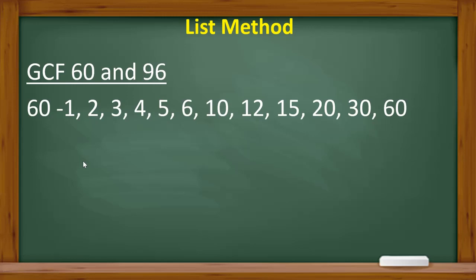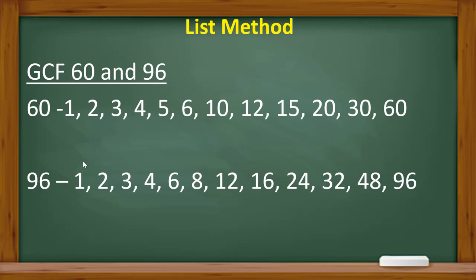Then, list down all the factors of 96. Then, look for the common factors. What are the common factors that you can see? Correct, it is 1, 2, 3, 4, 6, and 12. But among all these common factors, which is the greatest or the biggest number? Correct, it is 12. So, the greatest common factor of 60 and 96 is 12.